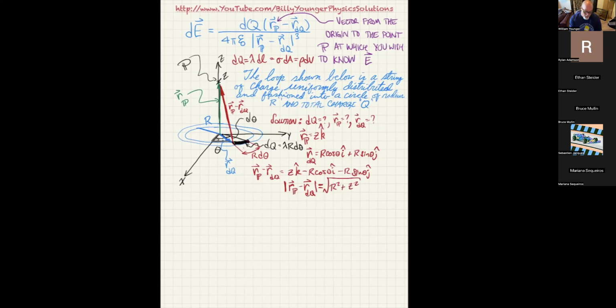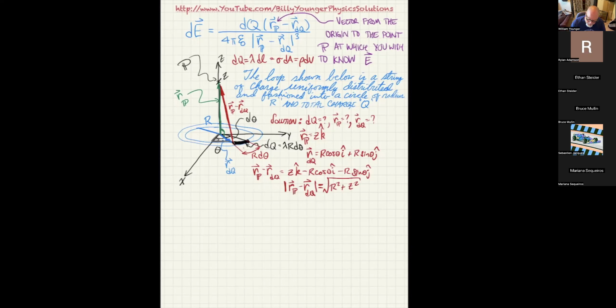Okay. And that's what I hoped you'd be able to see just by realizing what that vector was when I drew the r p minus r dq. I was really drawing that somewhat to show you that this is in fact a right triangle, and that the length of the green one is z and the length of the blue one is r, so it should just be r squared plus z squared. Any questions on that?